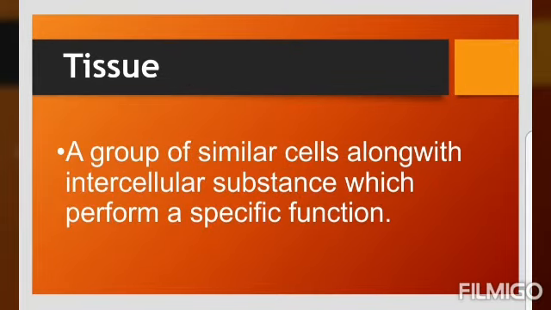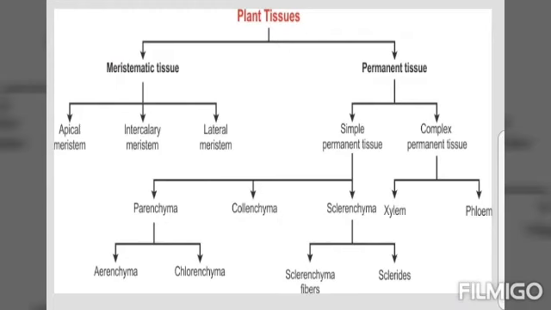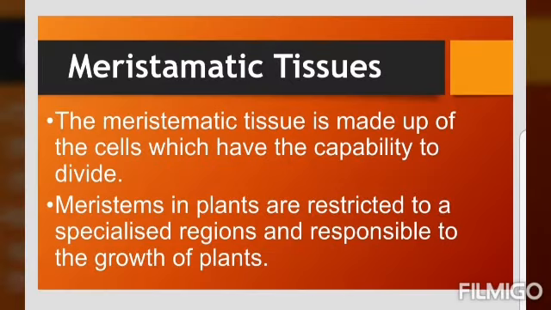Let's start with the first term, the tissues. A tissue is a group of cells having a common origin and usually performing a common function. A plant is made up of different kinds of tissues. Tissues are classified into two main groups, namely meristematic and permanent tissues, based on whether the cells being formed are capable of dividing or not.